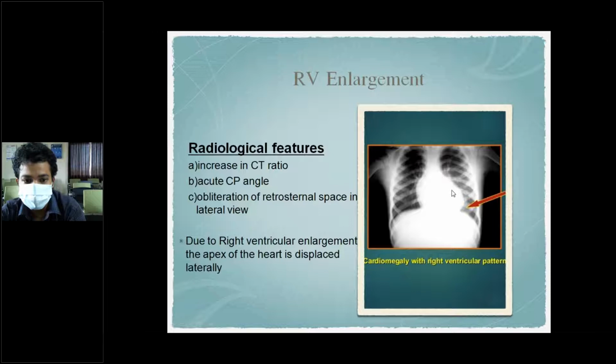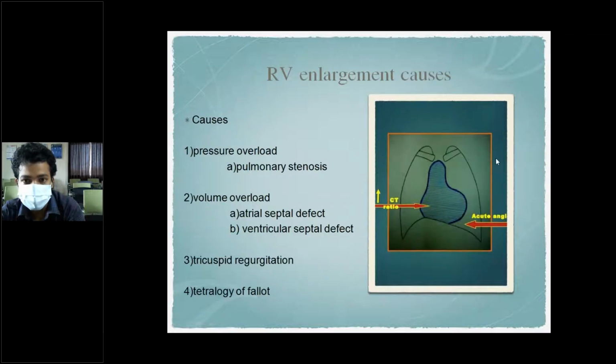Due to the right ventricular enlargement, the apex of the heart, which should be resting on the diaphragm, is seen displaced laterally. The causes of right ventricular enlargement are pressure overload due to pulmonary stenosis, and volume overload due to atrial septal defect, ventricular septal defect, tricuspid regurgitation, and tetralogy of Fallot. Here you can see the increase in the CT ratio and the acute cardiophrenic angle.